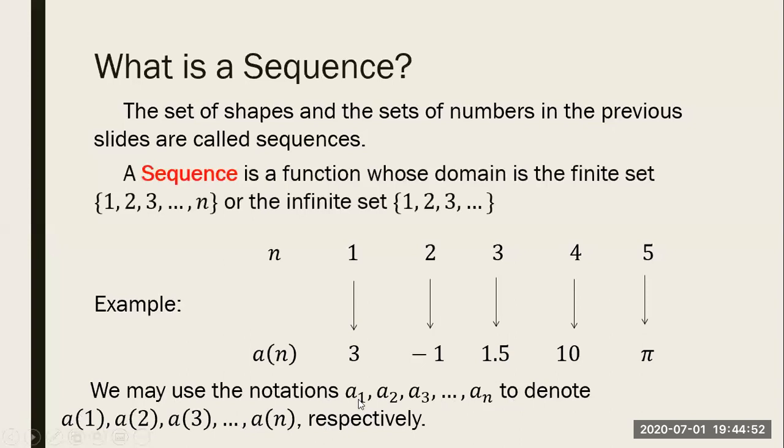So it means a sub 1, pwede natin gamitin, ang ibig sabihin yan ay first term. A of 2 is second term, A of 3 is third term, and A sub n is nth term. Same with A of 1, A of 2, A of 3, and A of n. Okay? So, pareho lang yan sila na meaning.